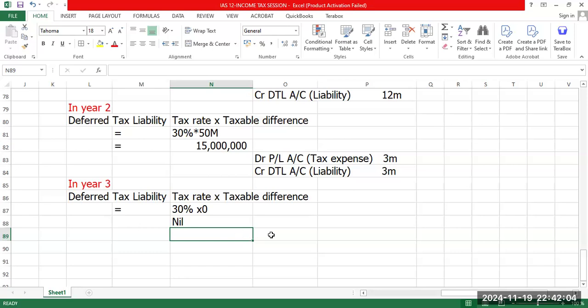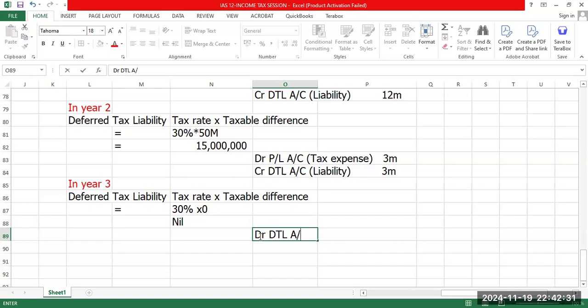Okay? So since a decrease in liability is an income, it means that you're going to reduce your liability by debiting. Remember, for you to reduce a liability, you must debit. A liability has a credit balance. For us to reduce that liability account, we debit the deferred tax liability account with how much? With 15 million, because we are reducing that liability from 15 to 0.